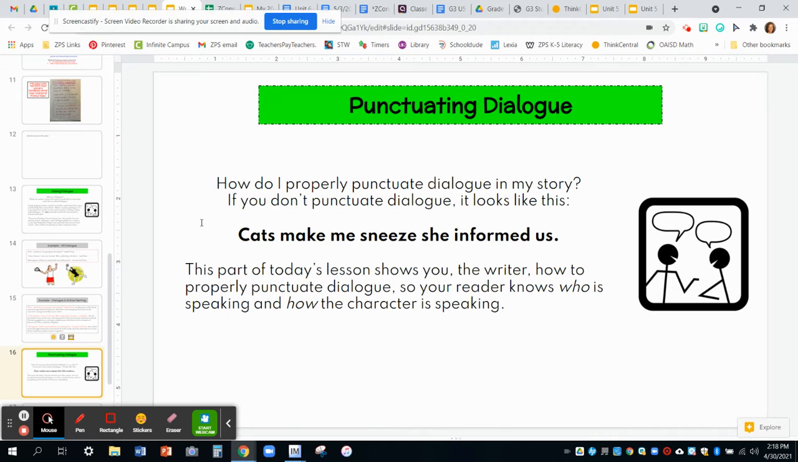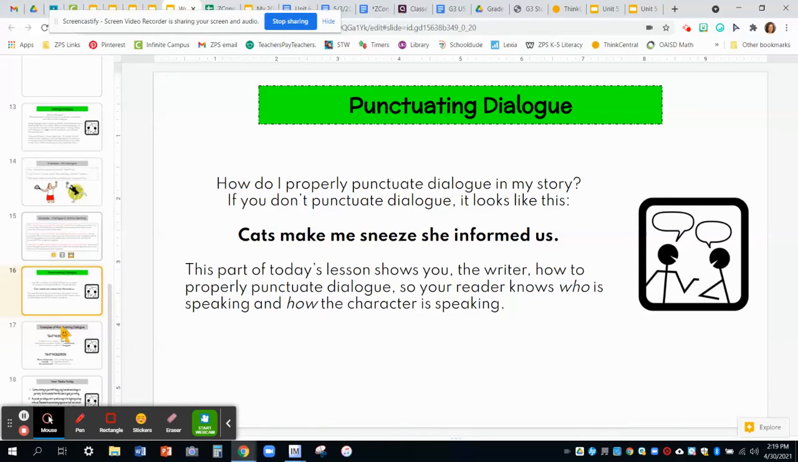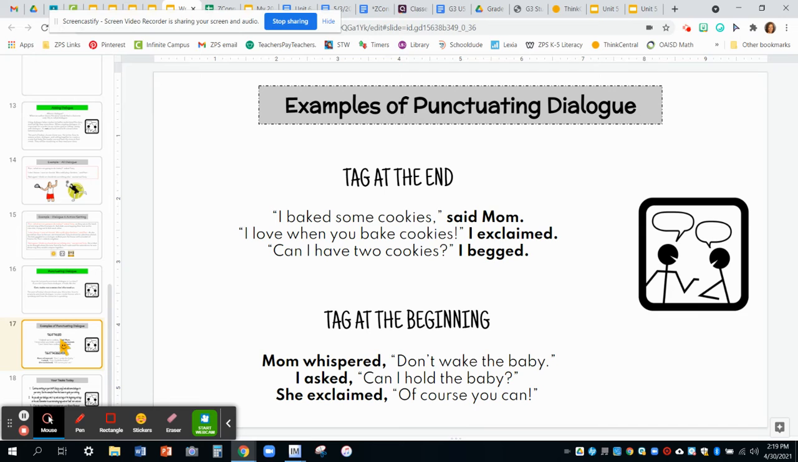So on the next couple of slides, we're going to look at how you can properly punctuate some dialogue so that your reader knows who's speaking and possibly how they're speaking. All right, and it will make a little bit more sense when we look at these examples. There are two ways that you can punctuate your dialogue. Okay, there are things called tags. And the tag is telling you who said whatever it is and how they said it. So you can put the tag at the end of what they say, or you can put the tag at the beginning of what they say. And I want you to try to do both in your story.